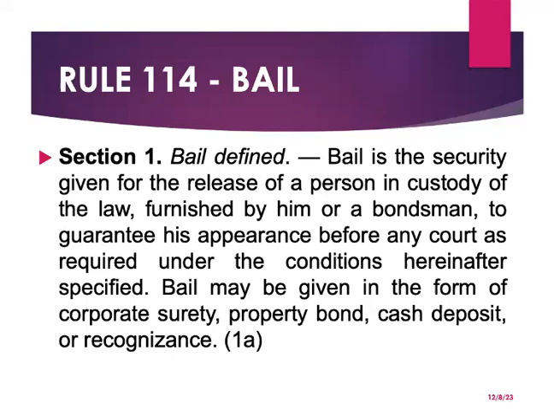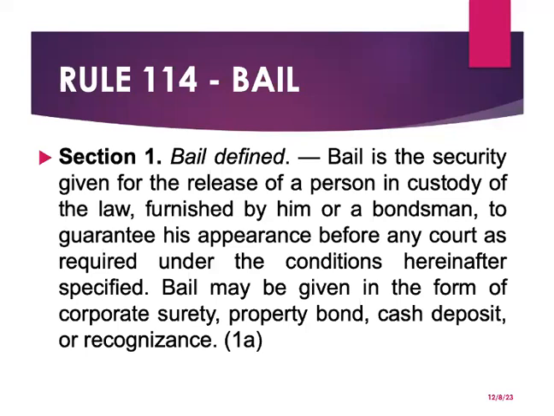So how does the Rules of Court define bail? Rule 114, Section 1 defines bail as the security given for the release of a person in custody of the law, furnished by him or a bondsman to guarantee his appearance before any court as required under the conditions hereinafter specified. Bail may be given in the form of corporate surety, property bond, cash deposit, or recognizance.